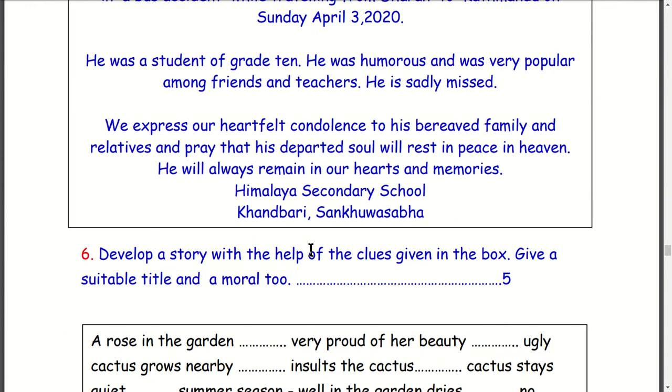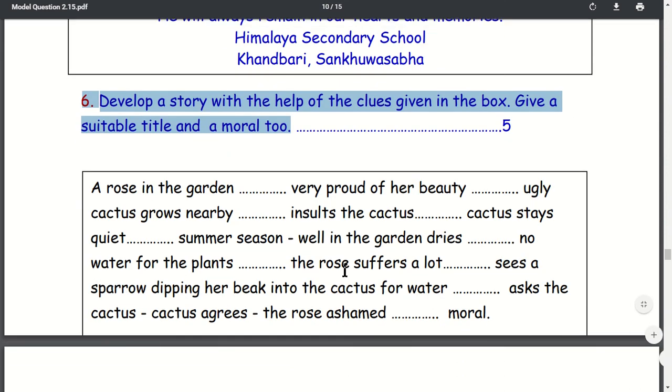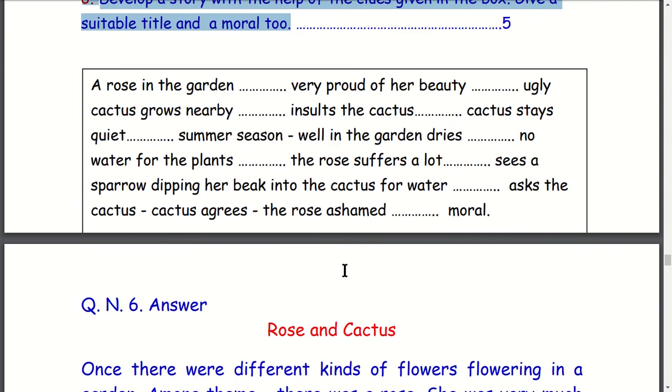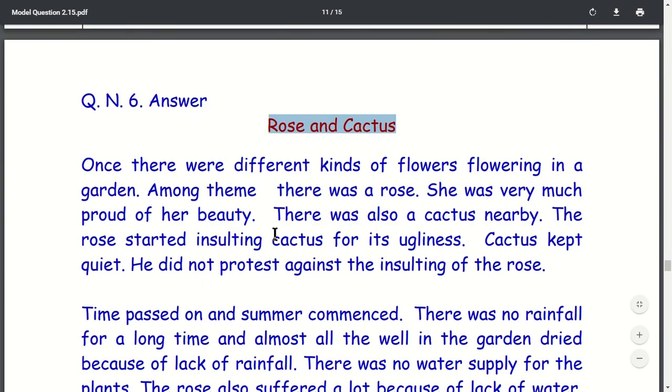In the last lesson, I also showed you. Now I am going to show you some more on how to do the exercise. Develop a story: how to develop the story here. This is the question, and this is the story there. I will tell you how to complete this story, how to write the story there.